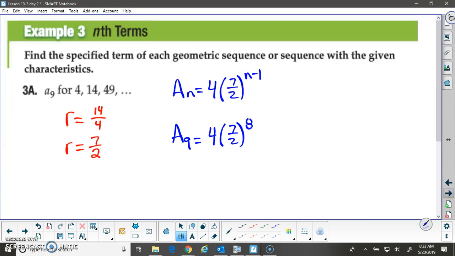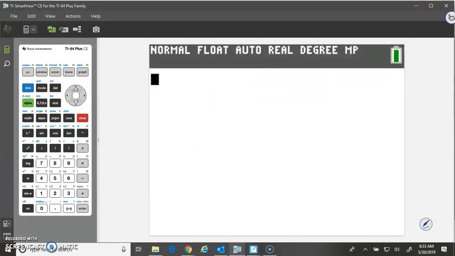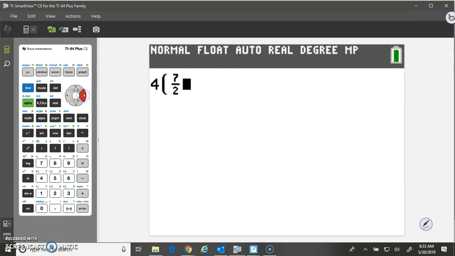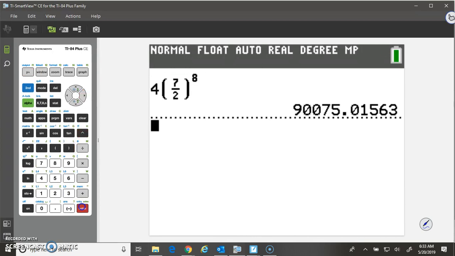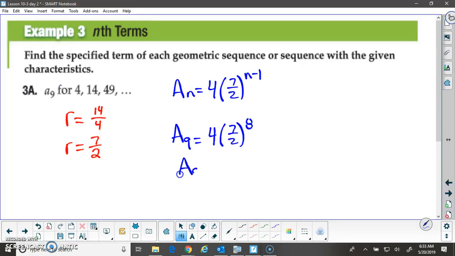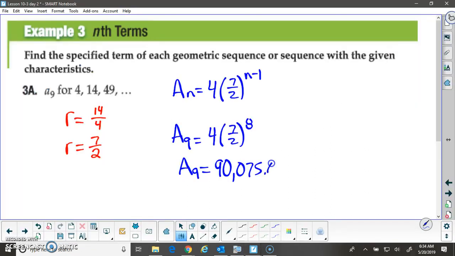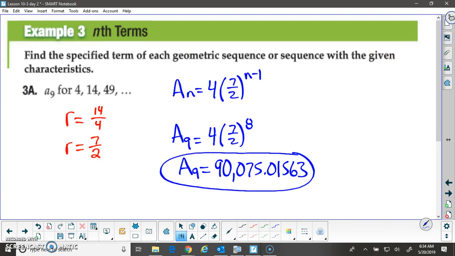and then I'll use my calculator to get that value. And we get 90,075.01563. So that's the value of our 9th term.